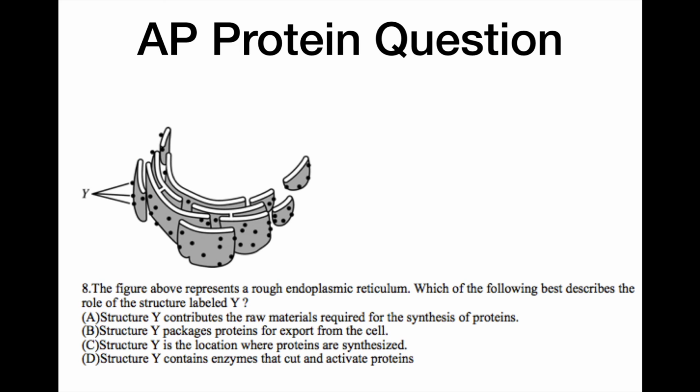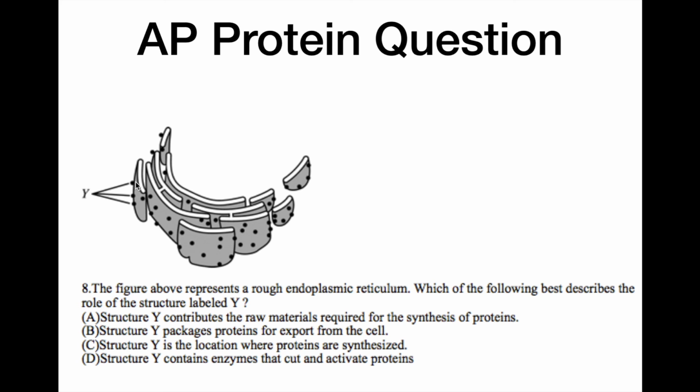So we'll go through a few AP questions here. It says the figure above represents a rough endoplasmic reticulum. Which of the following best describes the role of the structure labeled Y? So this is a rough endoplasmic reticulum. It surrounds the nucleus. These little bumps on the RER are actually ribosomes. So let's see, which of the following best describes the role of structure labeled Y?